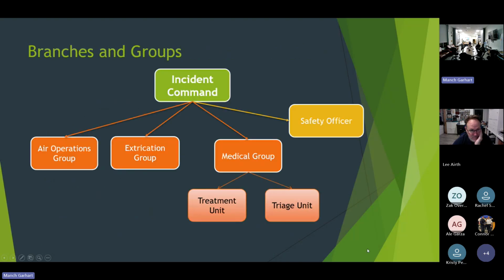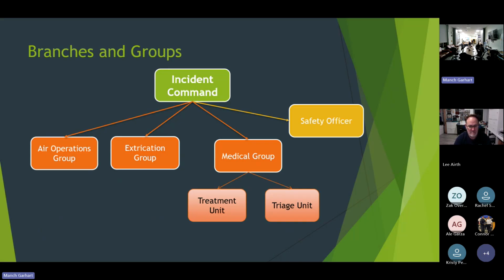So, branches and groups. This is where we start talking about the incident command system. This is kind of building out. We are using Air Operations Group. An AOBD, or an Air Operations Branch Director, is a very specific skill and training set for coordinating and deconflicting airspace. We don't really do that much here, which is good.